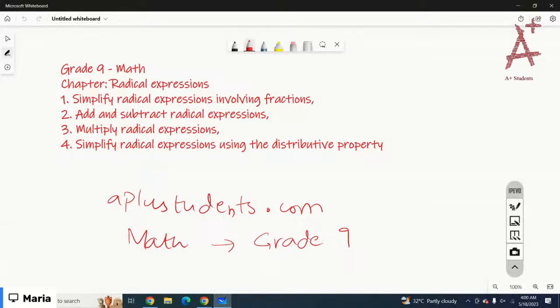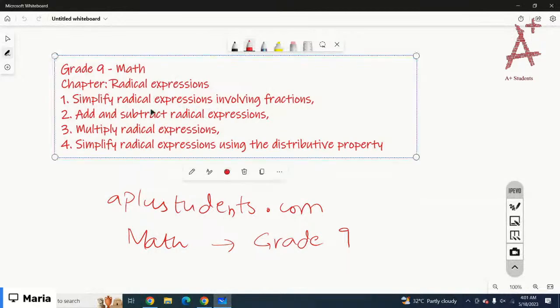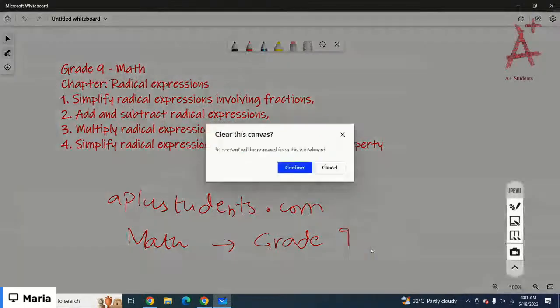There you can find a list of chapters. We're going to start with the chapter radical expressions. The lessons we're going to cover today are simplify radical expressions involving fractions, add and subtract radical expressions, multiply radical expressions, and then simplify radical expressions using the distributive property. So let's start with the first lesson, simplify radical expressions involving fractions.